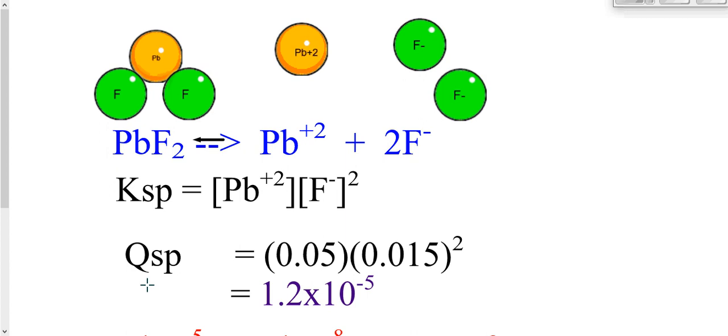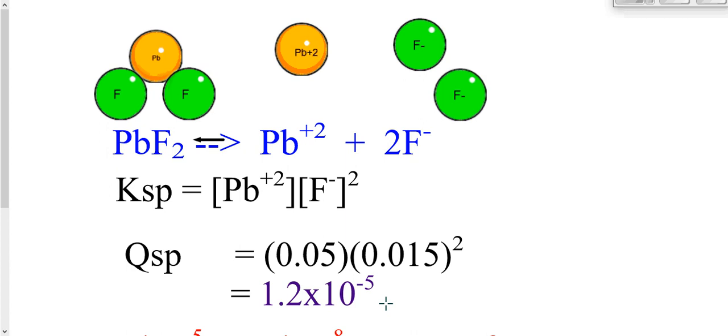We've already determined that the concentration of lead in this container is 0.05 molar, and the concentration of fluoride ion is 0.015 molar, which I have to square. Students often ask me if I have to times it by 2 because of this equation. Well, in this case, no, I don't. My fluoride did not come from lead fluoride. As you saw from the breakdown that we just went through, all of the fluoride ion came from sodium fluoride. So these numbers represent the concentration of lead and fluoride in the actual container we have. When we do the math, we come to a value of 1.2 times 10 to the negative 5.